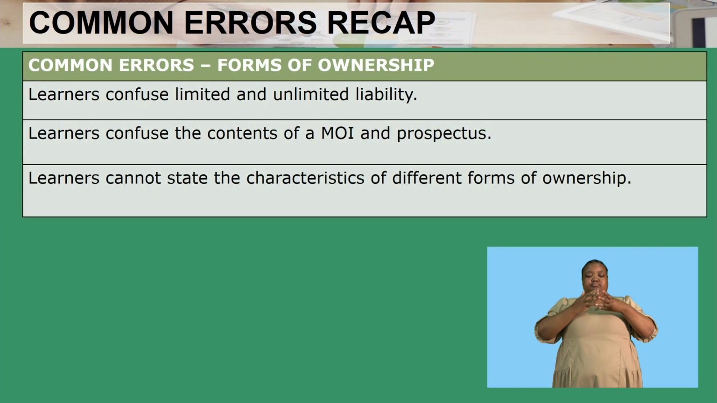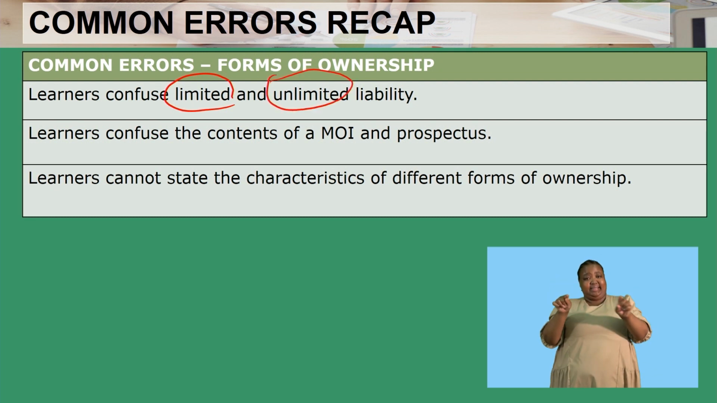When looking at forms of ownership, it is possible that you can confuse limited and unlimited liability. Remember that when we look at limited, it means that your personal assets cannot be seized to pay the debts of the business. But when you have unlimited, it means that there is no limit to what the bank can do in order for them to get their money back, which is why they can seize your personal assets in order to pay the debts of the business.